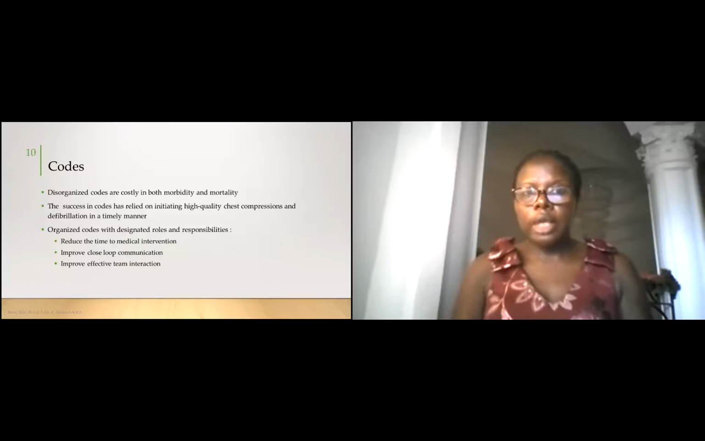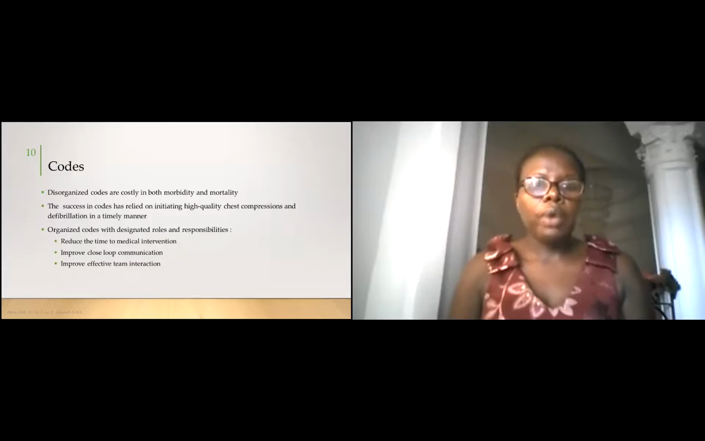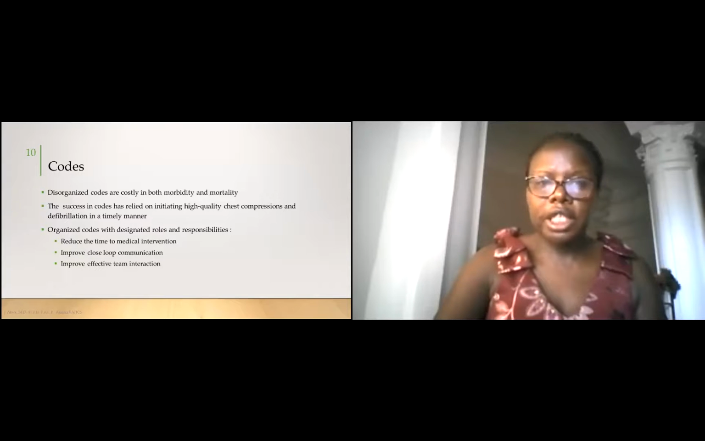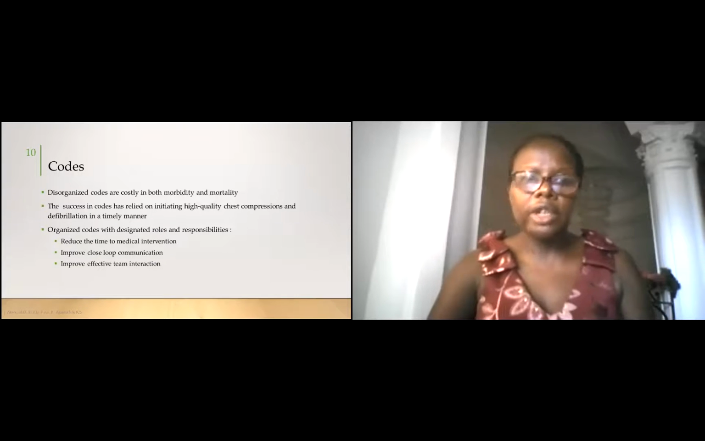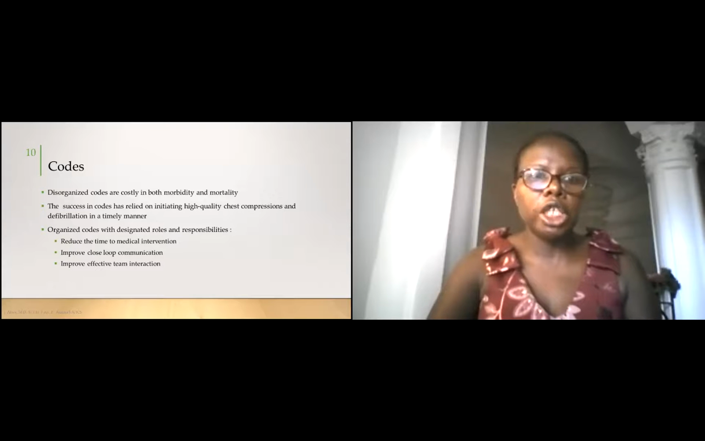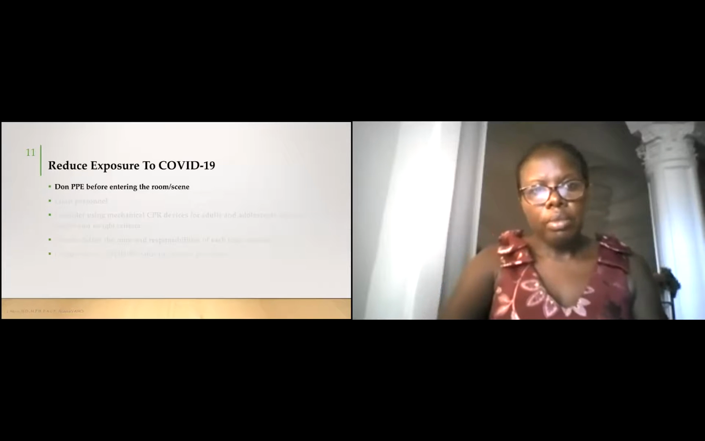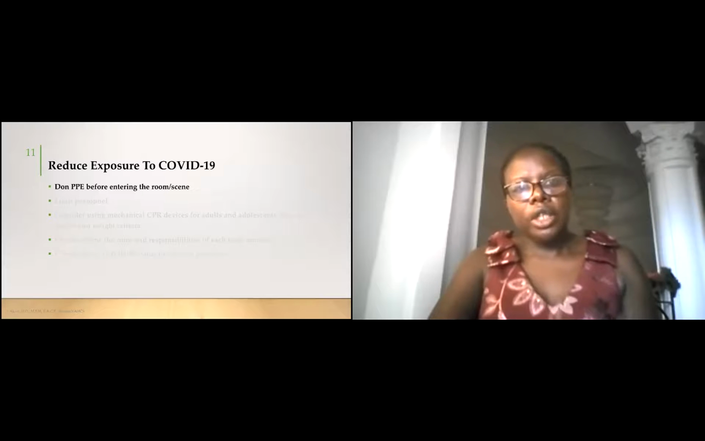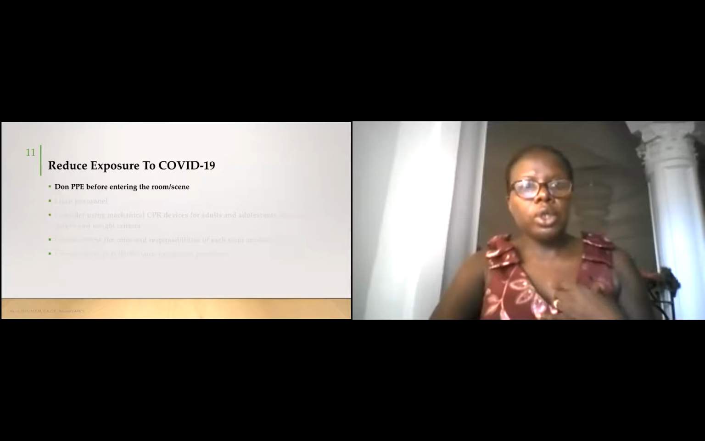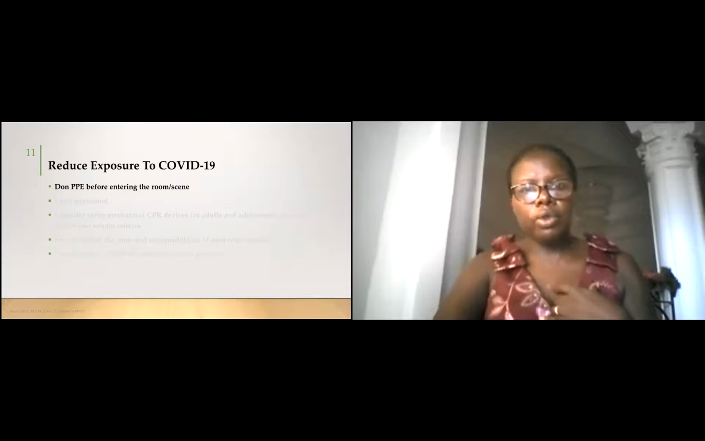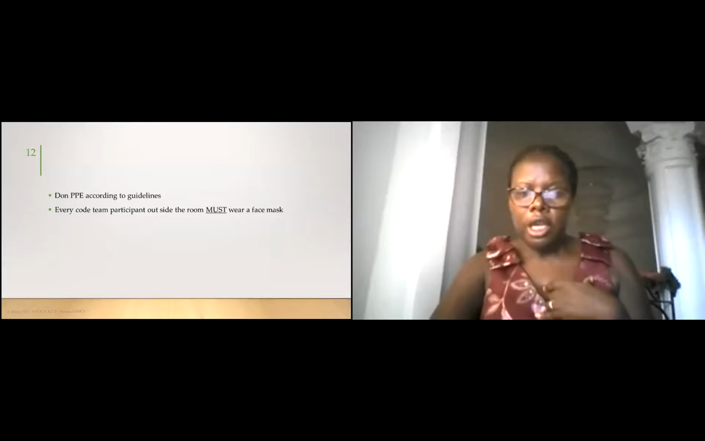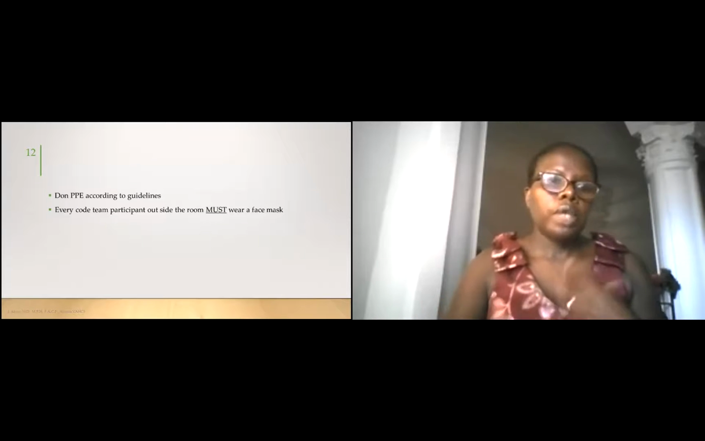Secondly, we want to improve closed loop communication. And as we know, based on the American Heart Association guidelines, this is a very important aspect for a successful code. And we want to improve the effectiveness of a team in a reaction by clearly defining the roles and responsibilities much earlier. So again, we said in order to reduce exposure, we want to don PPEs before entering the room or the scene of the code or the cardiac arrest.